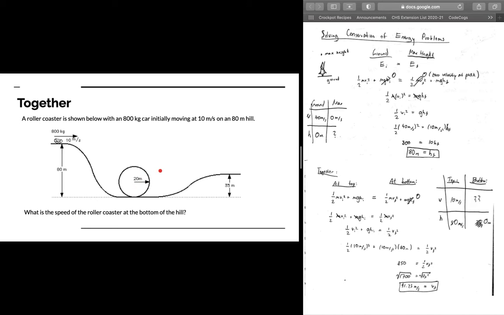So now let's take a look at one more practice problem here before we do a check for understanding. A roller coaster is shown below with an 800 kilogram car initially moving at 10 meters per second on an 80-meter hill. We ask, what is the speed of the roller coaster at the bottom of the hill?